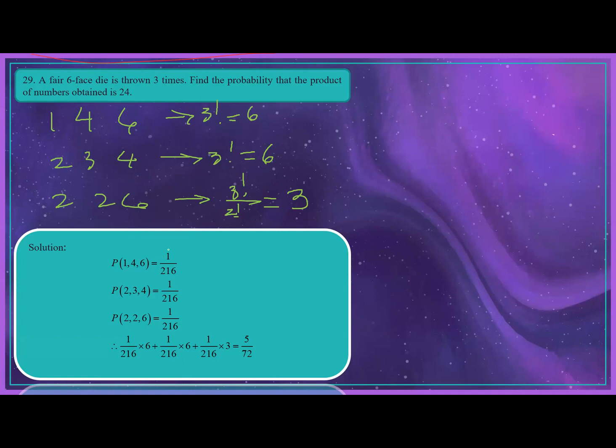So that's why here, the probability when you get 1, 4, 6 is 1 over 6 to the power of 3, so that's 216. And also for 2, 3, 4 and 2, 2, 6. And from here, you only need to multiply by how many ways they can be arranged. So this is for 1, 4, 6, this is for 2, 3, 4, and this one is for 2, 2, 6. Okay, so in total, that's 5 over 72. Okay, so any question?